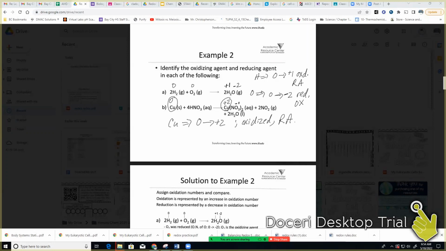All right, the next one, if I look at these, I can see I have hydrogen, nitrogen, and oxygen to look at and decide.